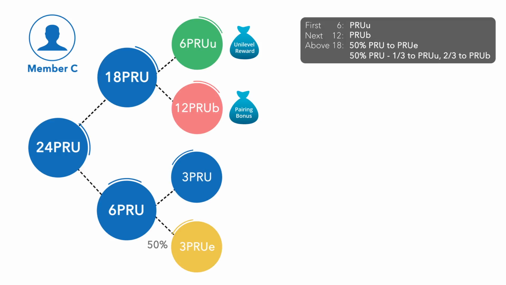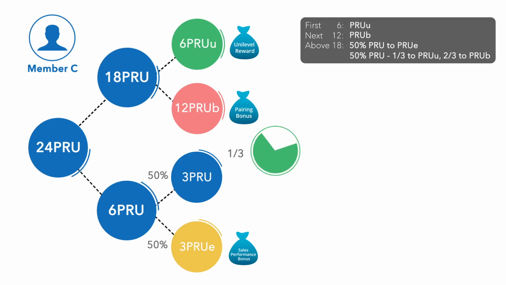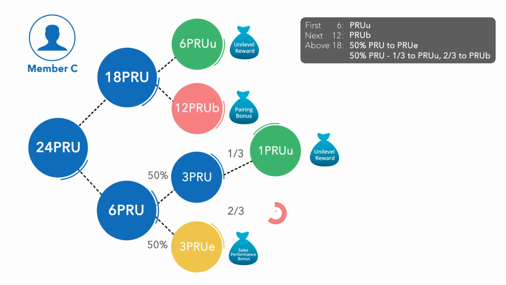Half of the 6 PRU, which is 3 PRU, will be allocated to PRUE, while the other half of 3 PRU will be allocated such that 1/3 of it, which is 1 PRU, will go to PRUU, and 2/3 of it, which is 2 PRU, will go to PRUB.